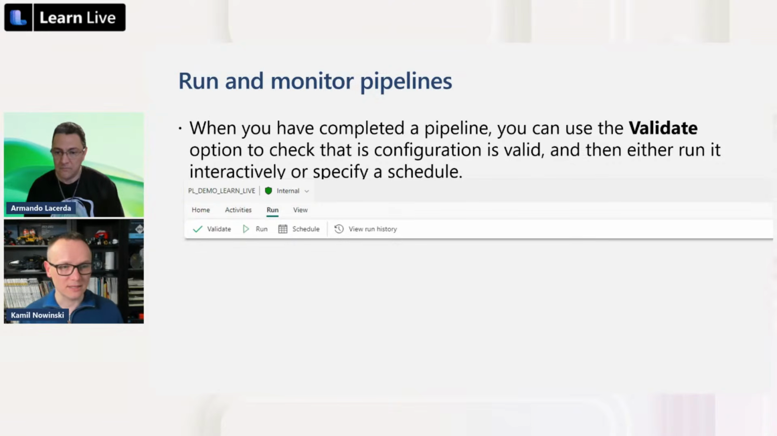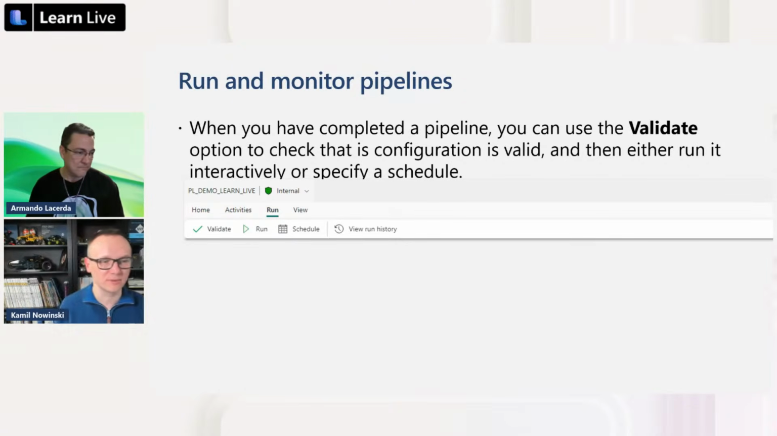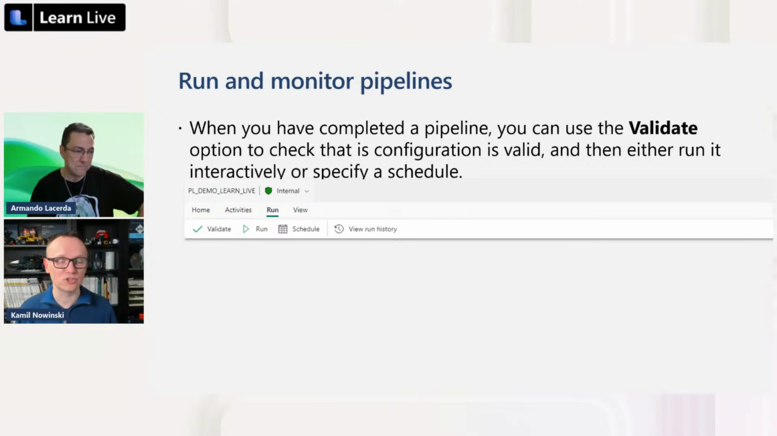Then you can run the pipeline, like Armando does manually. You can run the pipeline to test it, for example, or just see how it performs. And then instead of running this manually, you can also configure a schedule for the pipeline. You can specify how often you would like to run this pipeline. Maybe every day, maybe every 15 minutes, whatever you actually need. So these are your options.